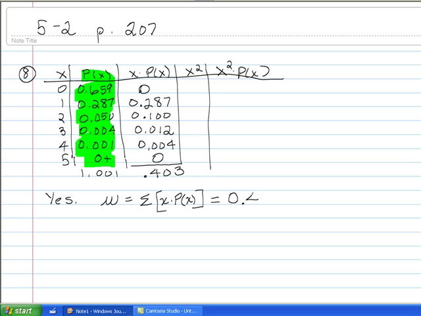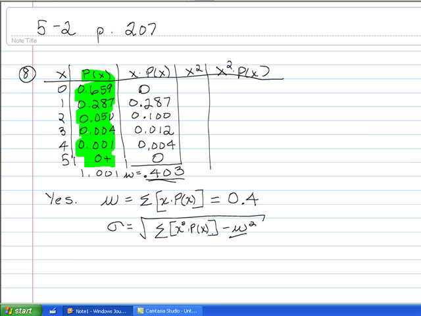Now, our formula for the standard deviation, we take the square root of the sum of the x squared times p of x, minus the mean squared. Okay, we've got the mean. And always when you're calculating, use the most exact value you have. So when I go to fill in the formula for the standard deviation, I'm going to use the 0.403. But in the meantime, I need to calculate the x squared times p of x.